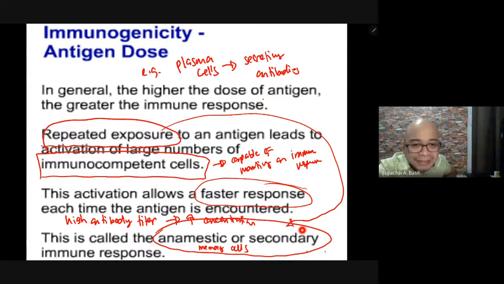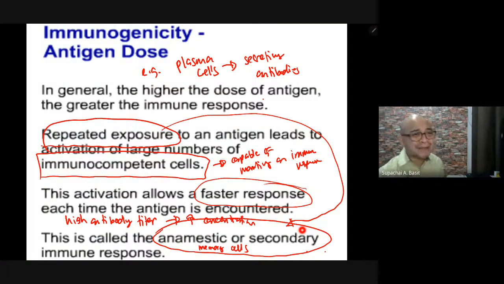Okay, so the presence of memory cells would allow the cells of our immune system to remember an encounter with a previous antigen. And since they have already been trained to remember the previous antigen, then if they see the same antigen again, they are now much more prepared. And that's the very essence of immunization. The very essence of immunization or vaccination is to train our body.